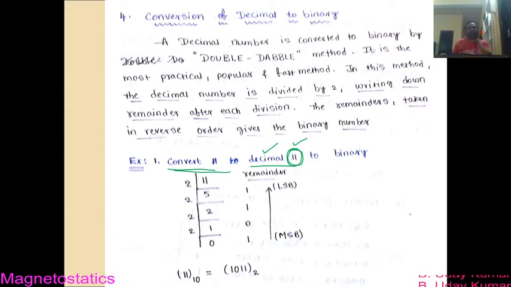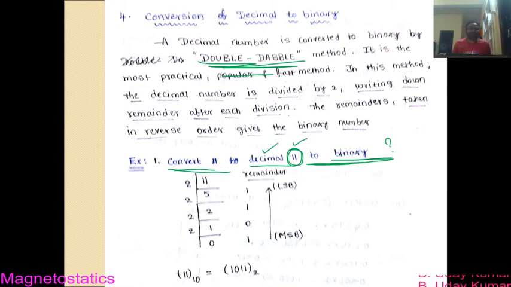So the decimal 11 into binary. Now our aim is to convert 11 into binary. This is our first question. So how do we convert it? We use this double dabble method to convert this decimal number into binary.